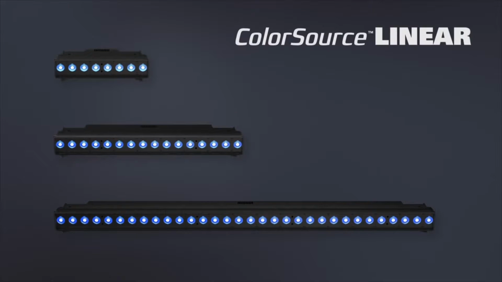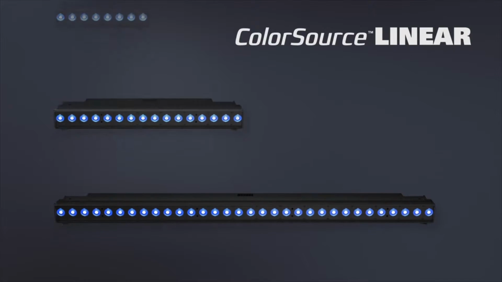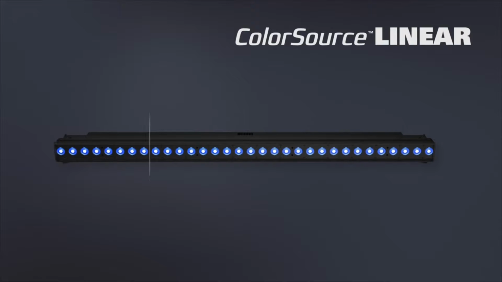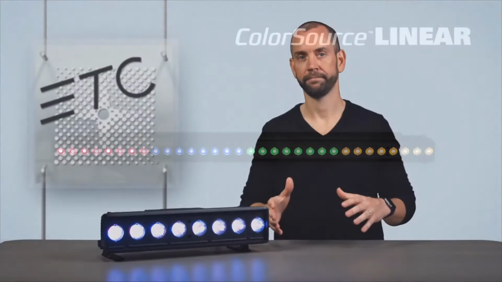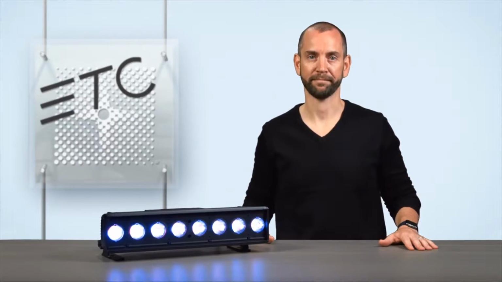Now, the ColorSource Linear line includes three fixture sizes, the 1, 2, and 4, which are half meter, 1 meter, and 2 meters, respectively. The naming of these models refers to the segments of control for each fixture. Every half meter is individually addressable and controllable. On the Linear 2 and 4, LED indicators represent the section you are currently controlling or addressing.